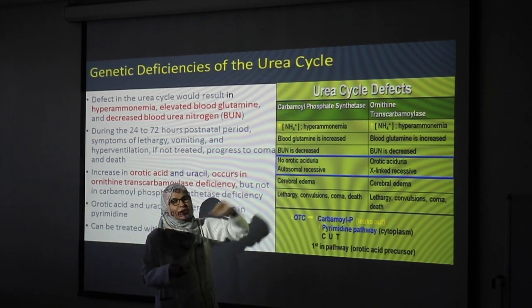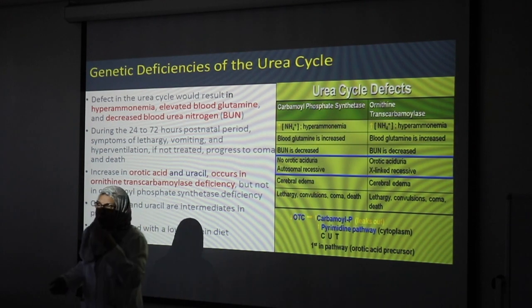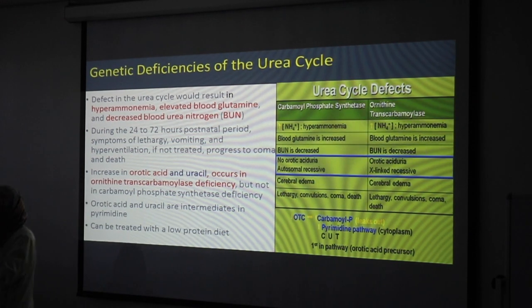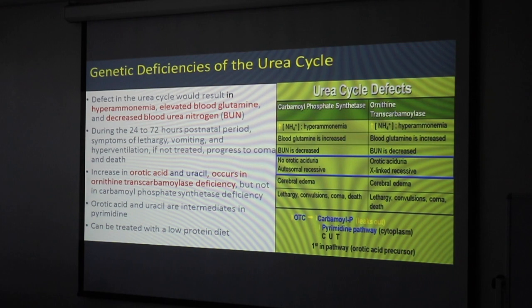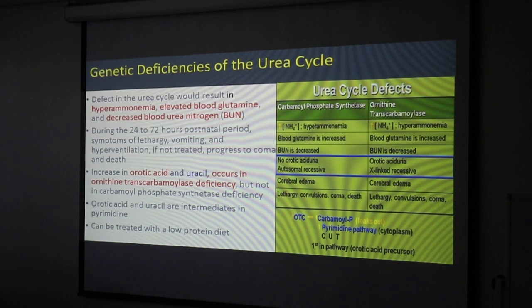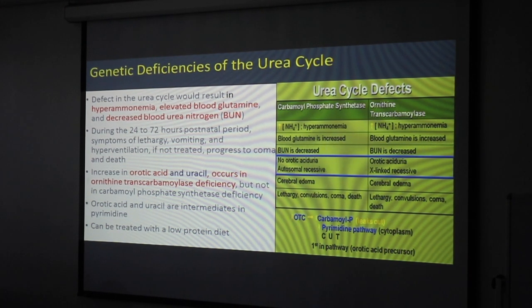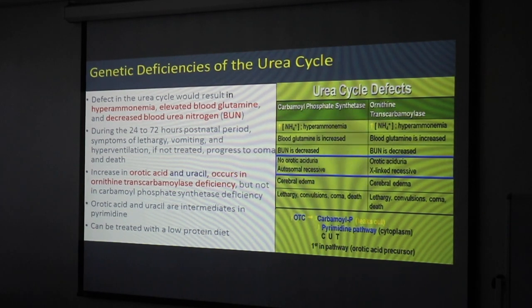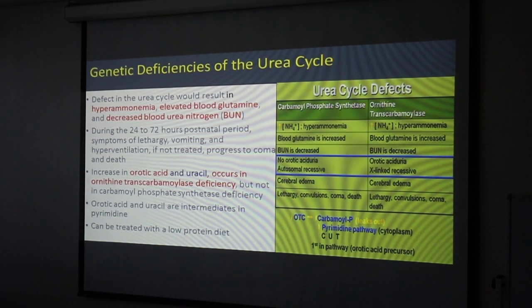Another thing that will be increased in the blood is glutamine. Why will glutamine be increased in a patient with a defect in the urea cycle? We can't form urea, so what? Accumulation. Accumulation of what?